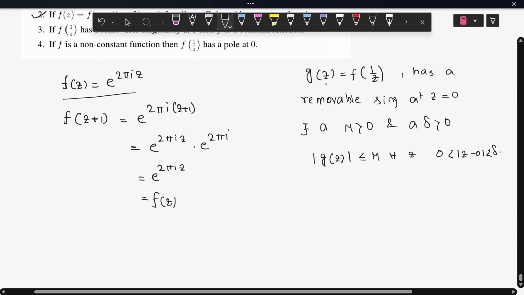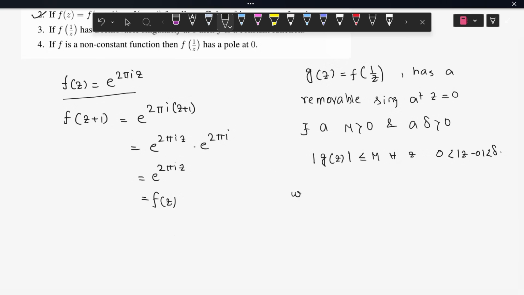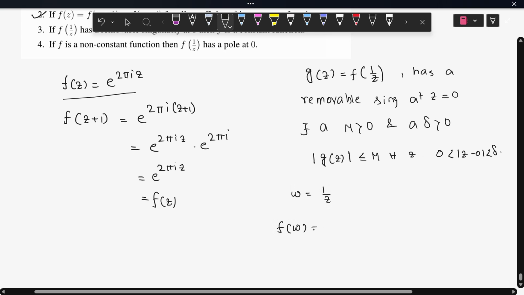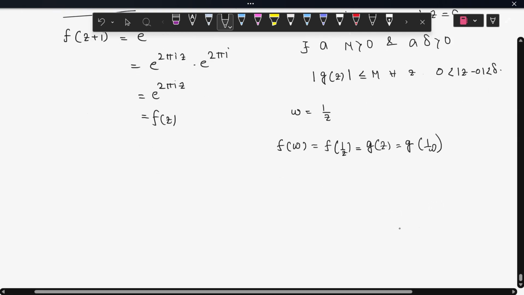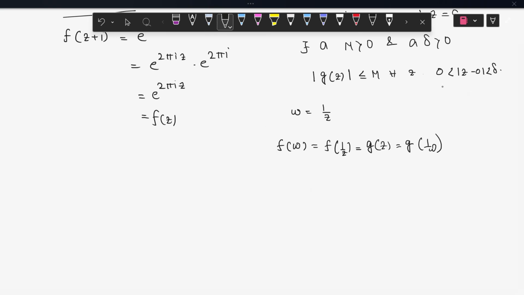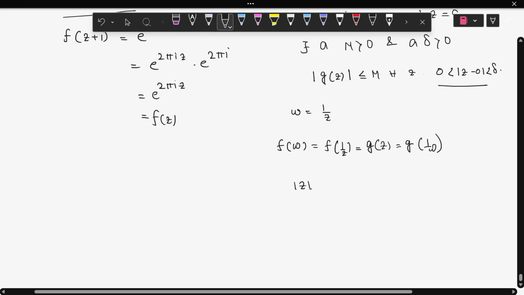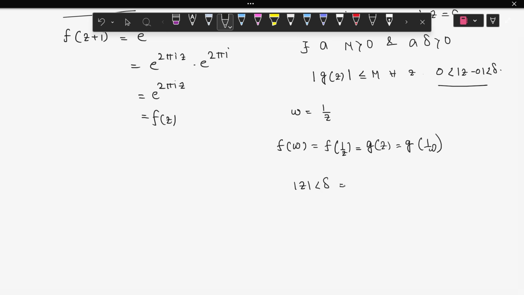Now, if g of z equals f of 1 by z, I consider w equal to 1 by z. Okay? Then f of w equals f of 1 by z, which is equal to g of z, which is equal to g of 1 by w. Now note that in this interval, mod of z less than delta would imply 1 by mod z greater than 1 by delta. So 1 by mod z, which is mod w, is greater than 1 by delta.